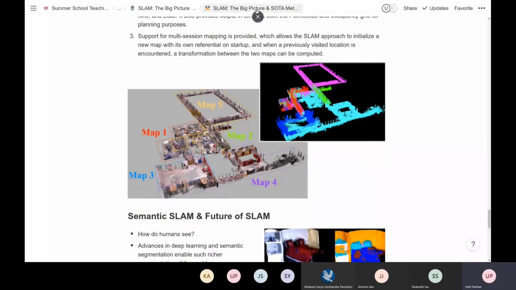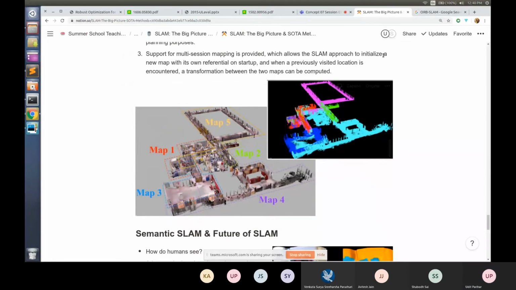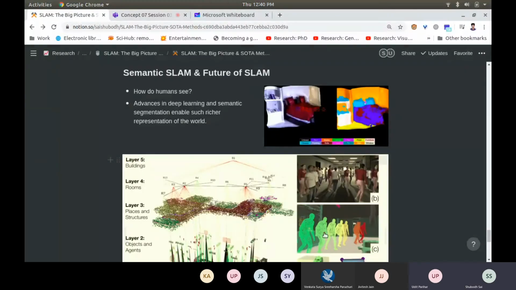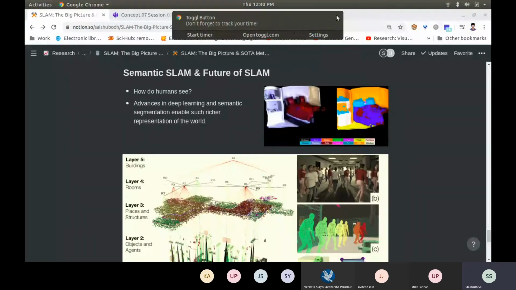Yeah, Shubham. Yeah. So we will briefly be looking at the current state of SLAM and the direction in which it is heading.